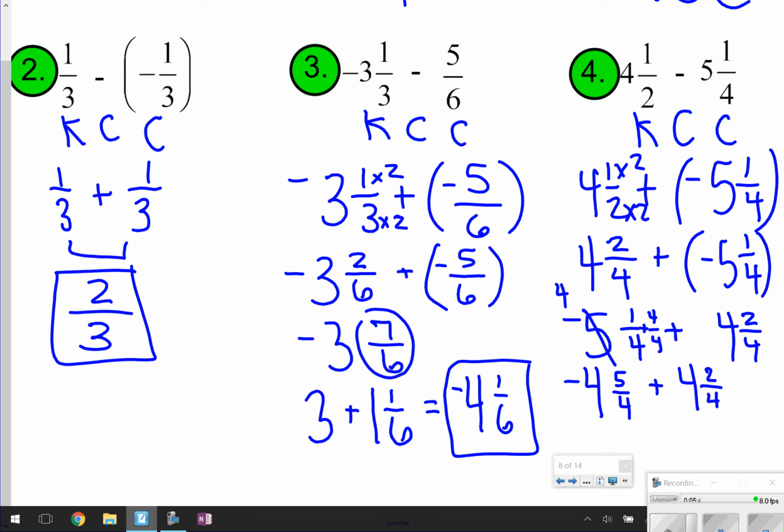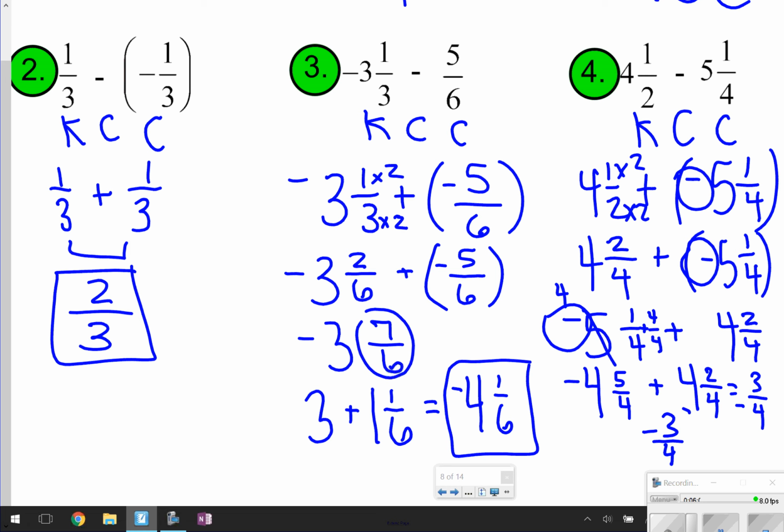I've got different signs, so I'm going to subtract them. 5/4 minus 2/4 is 3/4. And originally my larger value was negative, so my answer is going to have to be negative. So my answer for number 4 will be negative 3/4. So I had a lot of work there. How did we do?